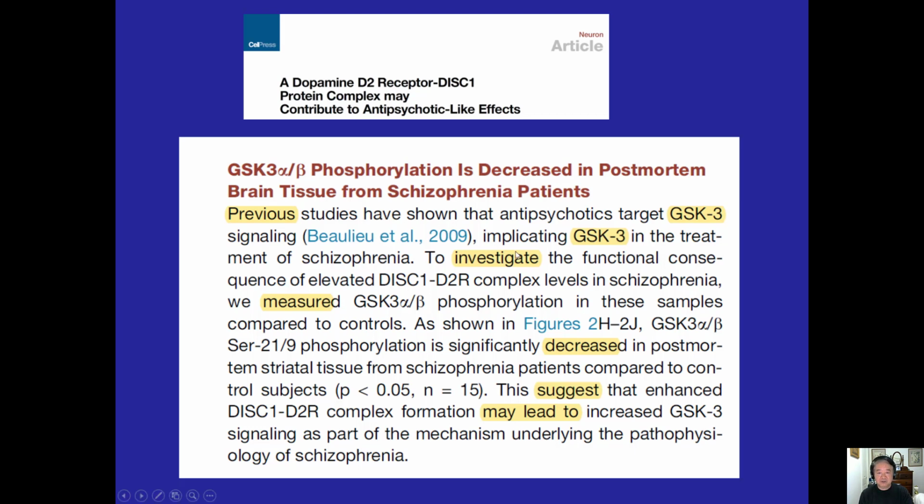For this paragraph, they have a subtitle. It's called GSK3 alpha beta phosphorylation is decreased in post-mortem brain tissue from schizophrenia patients. So this is the title. Then they come up with the first sentence to justify why GSK3 signaling. You see it here, they're talking about a previous study, the significance in terms of treating schizophrenia. So this is a justification in terms of logic.